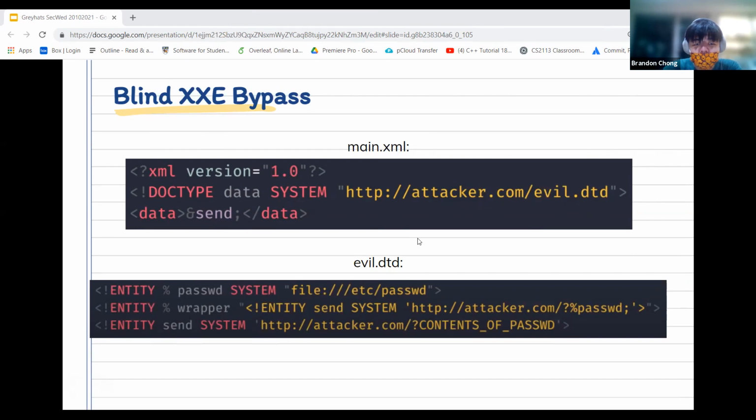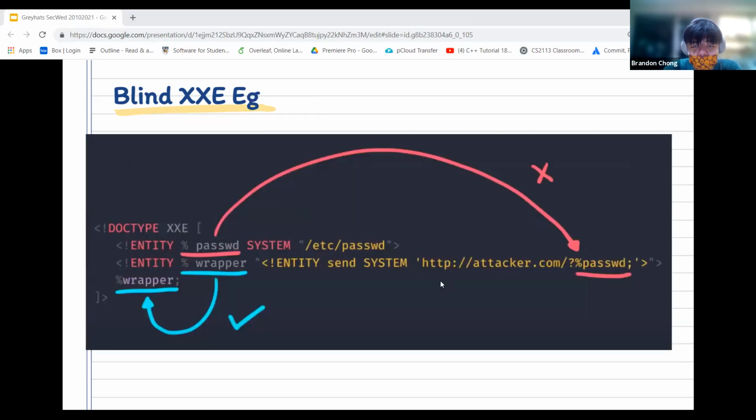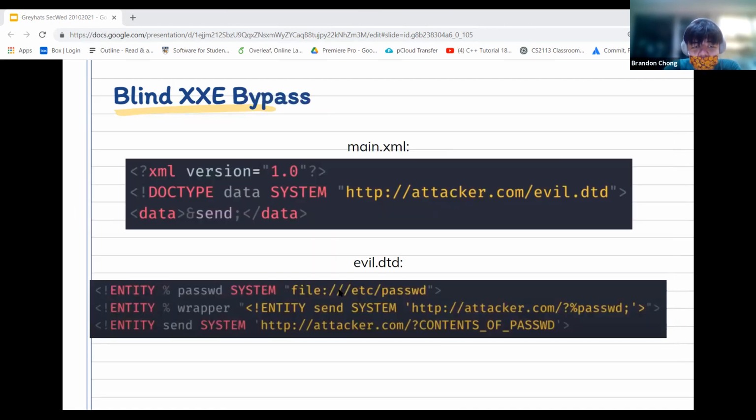And also, what this means is that because evil.dtd contains the same entities from the examples before, I'm referring to this example here, the send will make a request to an external resource. It doesn't matter whether we have a valid response or not. Basically, using this, we don't care about the response. When the parser parses this data, it will be able to exfiltrate the data successfully.